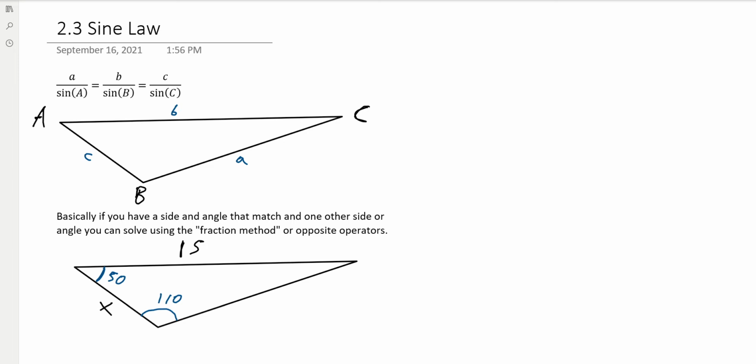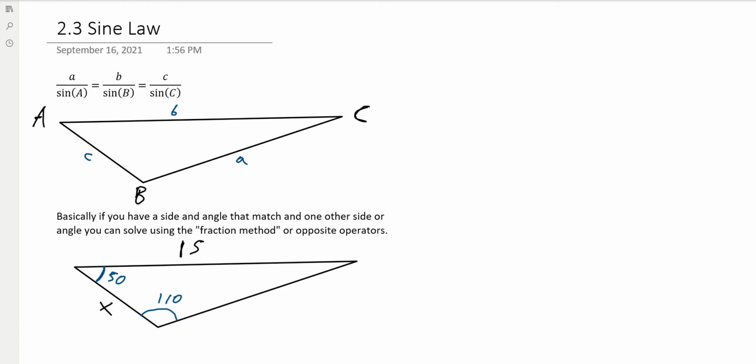So sine law is actually a pretty straightforward law. If you're just following the rules, it's actually just following a formula. So it's actually quite easy to navigate for our 20-1s, generally speaking.